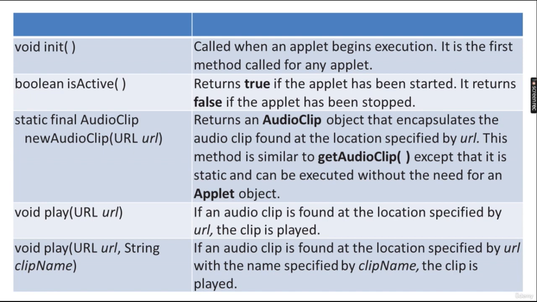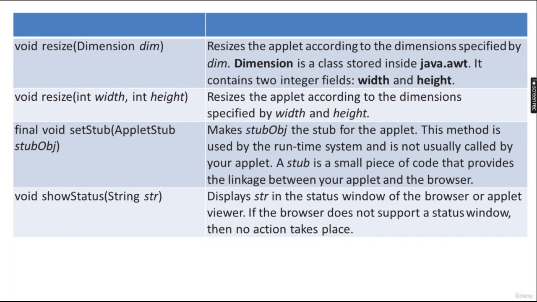Void play(URL): if an audio clip is found at the location, the clip is played, so that song will be played. Void play(URL, String clipName): if an audio clip is found at the location specified by URL with the name specified by clipName, the clip is played. Void resize(Dimension) resizes the applet according to the dimensions specified by Dimension. Dimension is a class stored inside java.awt. It contains width and height.